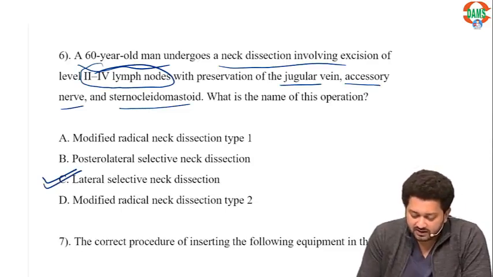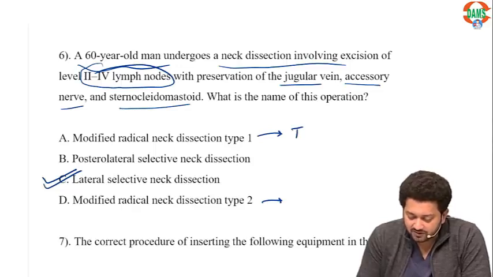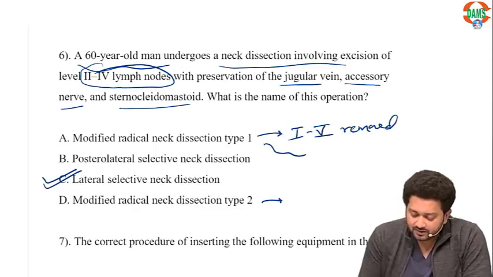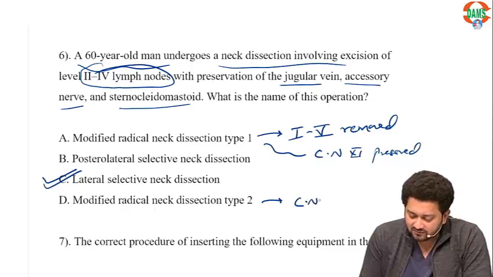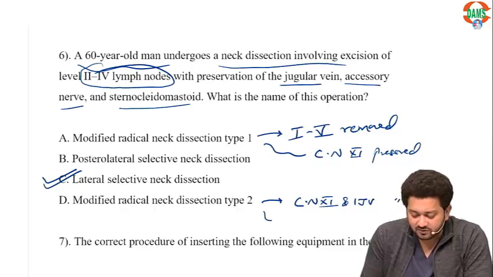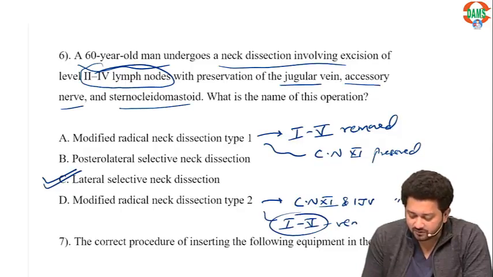In modified radical neck dissection type 1 and 2, lymph nodes from level 1 to 5 are removed. But in type 1 we preserve one structure, cranial nerve 11, the accessory nerve. In type 2 we preserve 2 structures, cranial nerve 11 and internal jugular vein. The lymph nodes we remove are the same, 1 to 5.